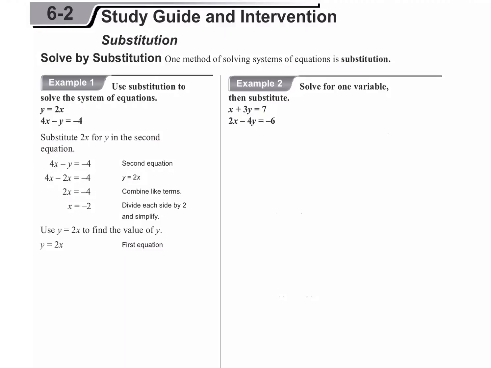So we'll take that first equation, y equals 2x. We're going to substitute negative 2 in for x. Then we're going to go ahead and simplify and solve for y. We get y equals negative 4. So we're going to rewrite our solution then as an ordered pair x comma y. So we get negative 2 comma negative 4.